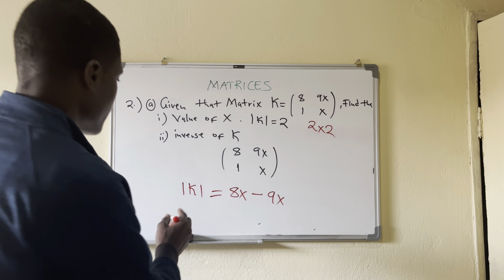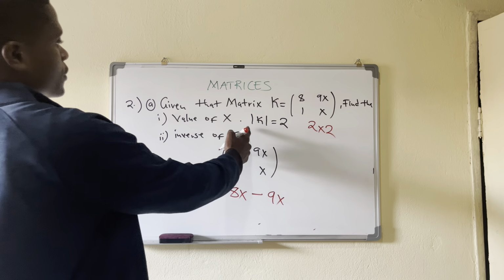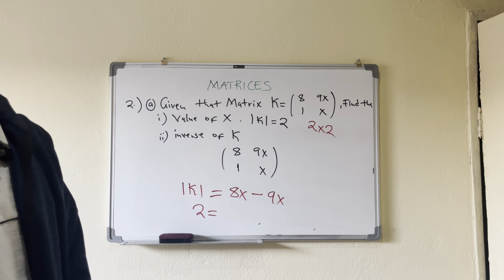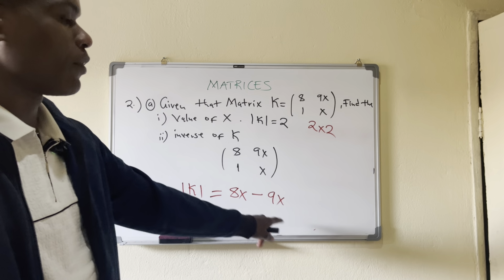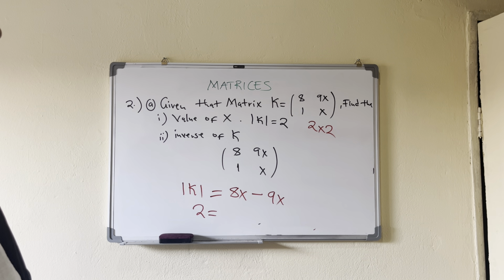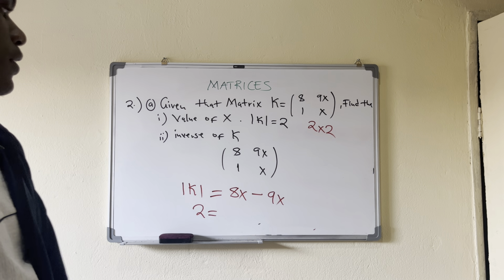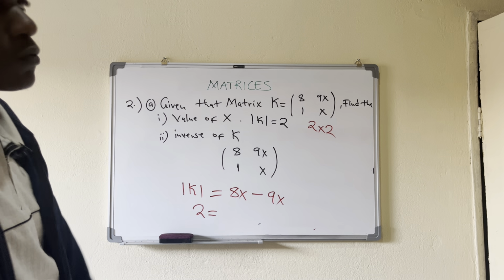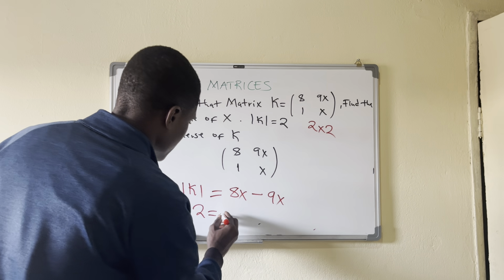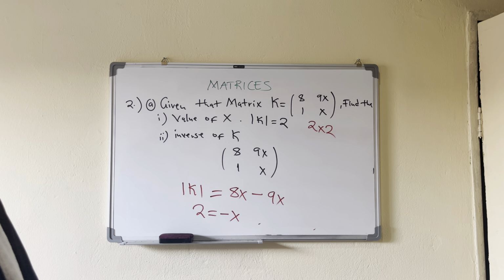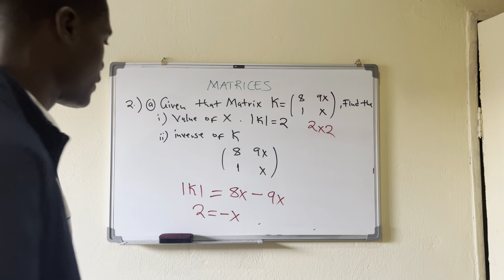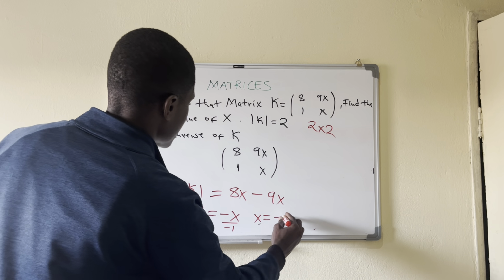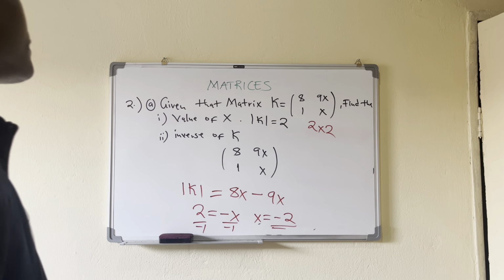So on your next step, where is the determinant? So the determinant is 2. Now 8x minus 9x are like terms because they are both adding x, and 8x minus 9x is just going to be negative x. Different signs, subtract, get the sign from the bigger number. So that's going to be negative x. Okay, now we want to find x. Divide both sides by negative 1, and therefore x becomes negative 2. So you found your answer.